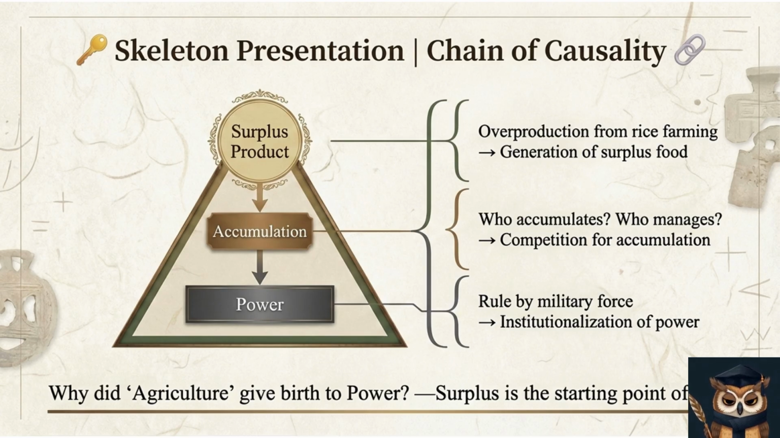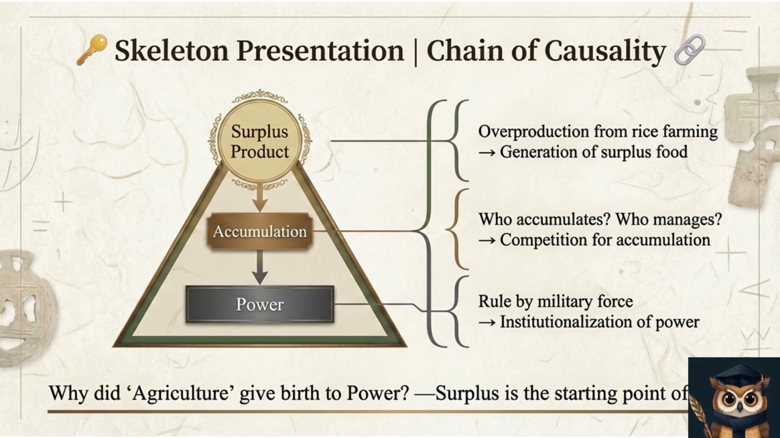Unlike hunting and gathering, where you consume roughly what you find, wet rice cultivation routinely produces more than a family or village can eat. That excess is surplus food. It can be stored, it can be counted, it can be owned. Step 2. Once there is surplus, the question becomes, who accumulates it, and who manages it? This isn't a neutral question. Whoever controls the surplus controls everything that depends on it. Competition for accumulation begins, not just between individuals, but between villages.